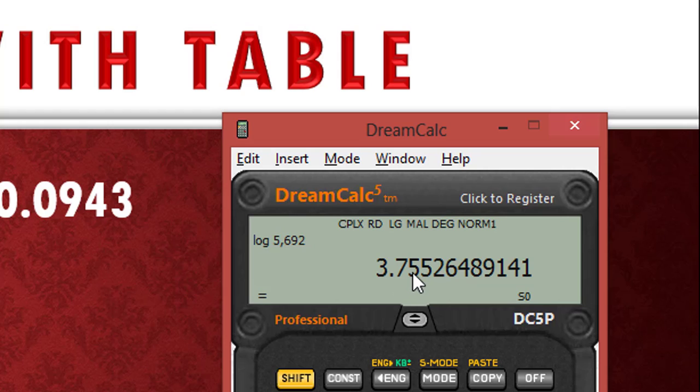7553. Then if we approximate this 6, this 2 becomes 3. So we're only stopping here because the mantissa will be 4 digits. We don't need the characteristic here, we only need the mantissa, which is 7553.